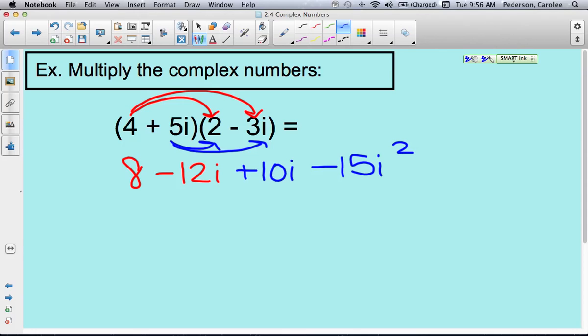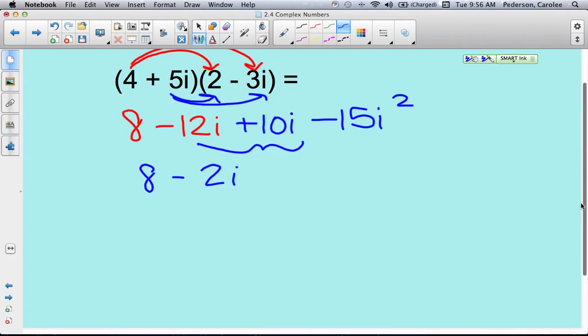Now we have some like terms. These two are like terms. So negative 12i plus 10i is negative 2i. And then do you remember what happens when we have an i squared? What do we do with an i squared? Turns to a negative 1.